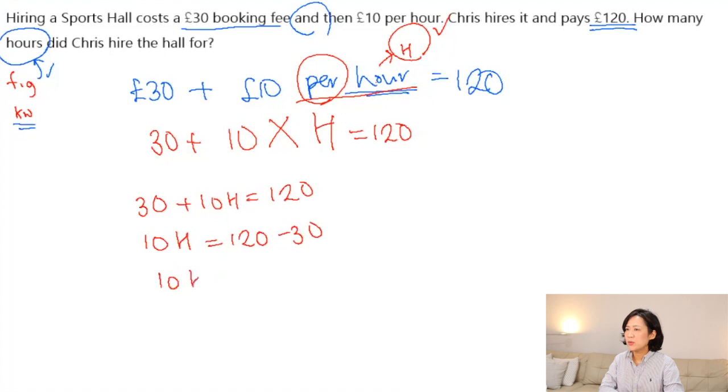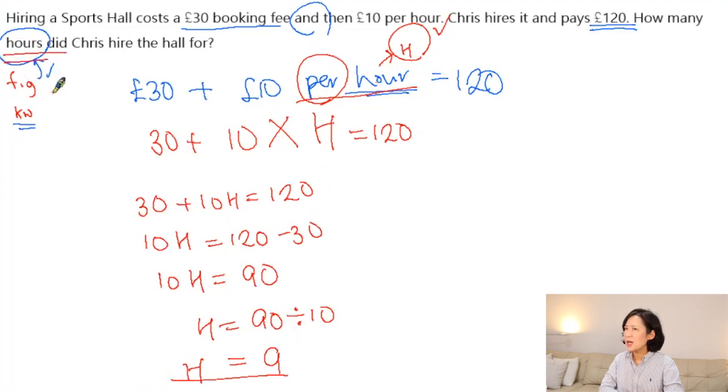Then always we need to have only h. So our h is divided by 10. Then 90 divided by 10 is 9. So let's see what was h. h is the hours that Chris hired the hall. So that is the same as the final goal. So we can write our answer as 9 hours.